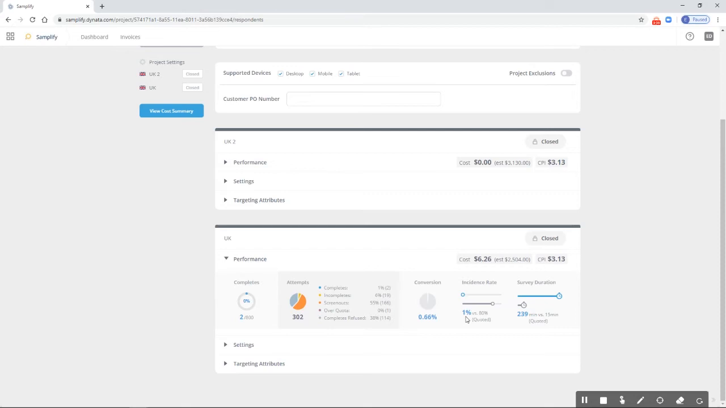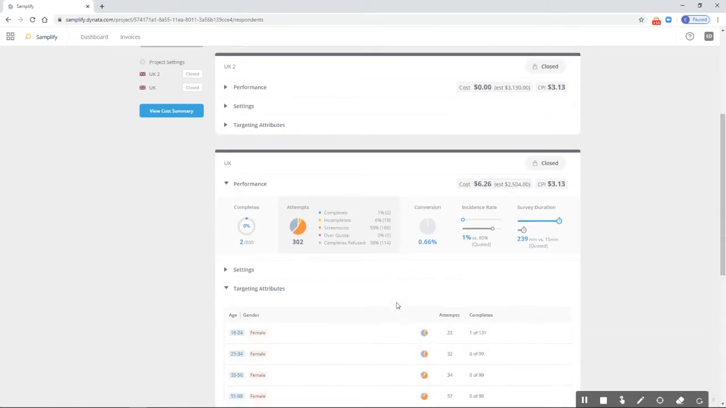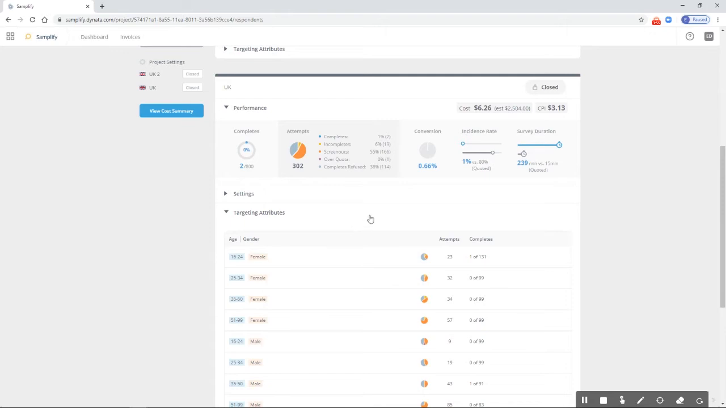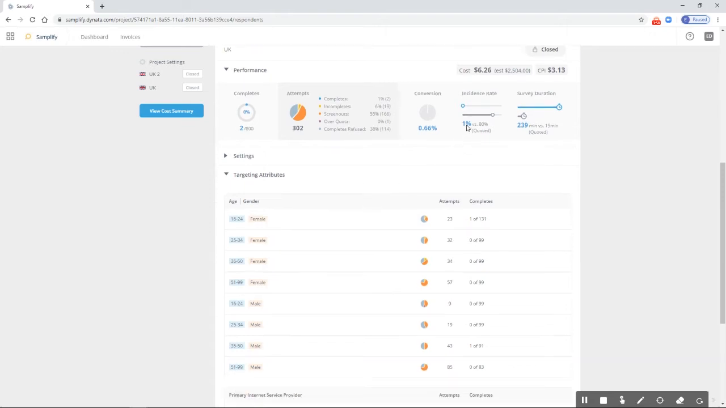On an occasion like this, we would potentially go into our scripting software and try to loosen up some of the screening in order to get more completes. Or we take into account that, okay, we do have a lower incidence rate. We're looking for a niche target. It is more niche than what we expected, and we potentially need to adjust what we're actually targeting for. In this case, we have 1% versus 80%.